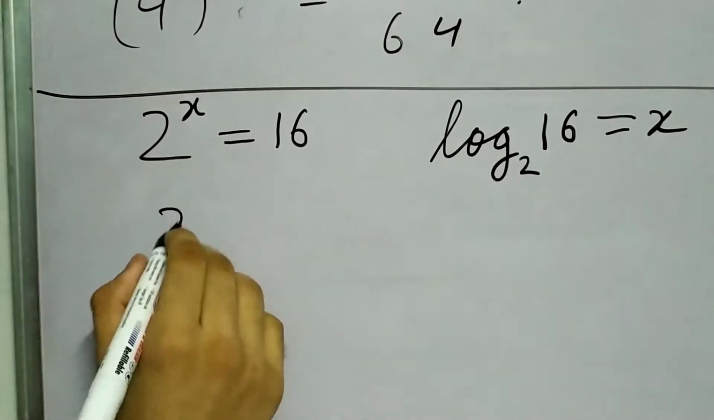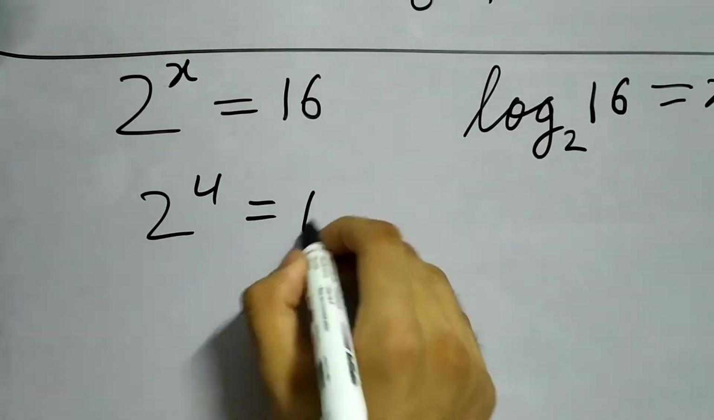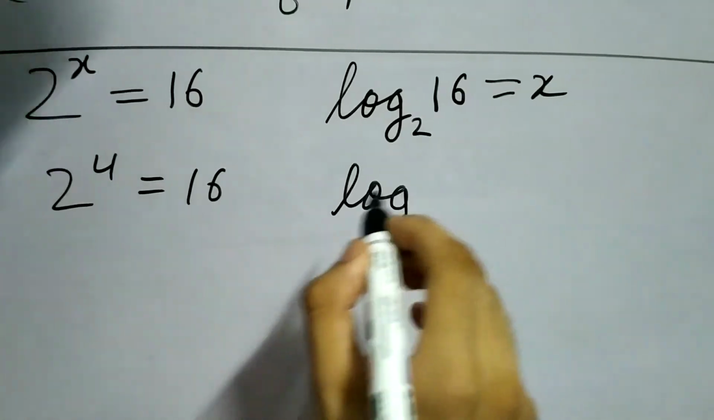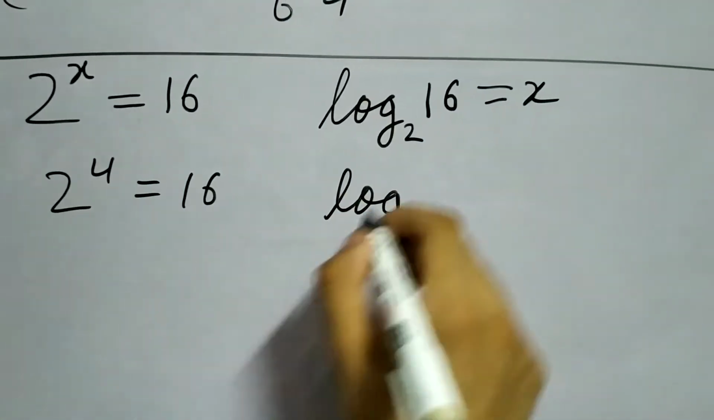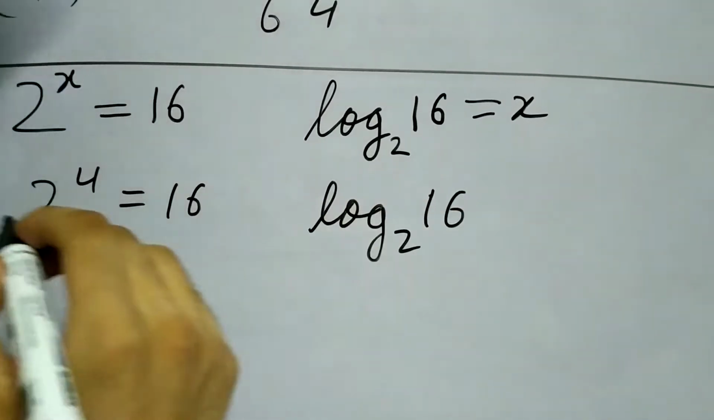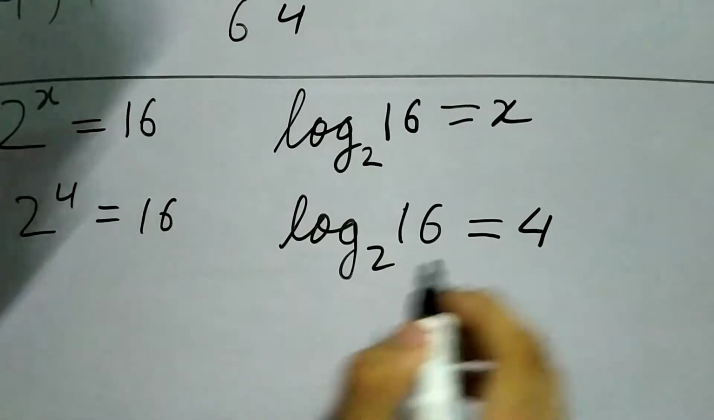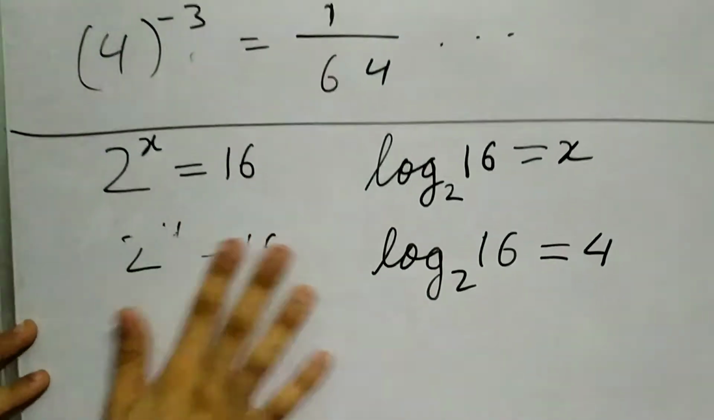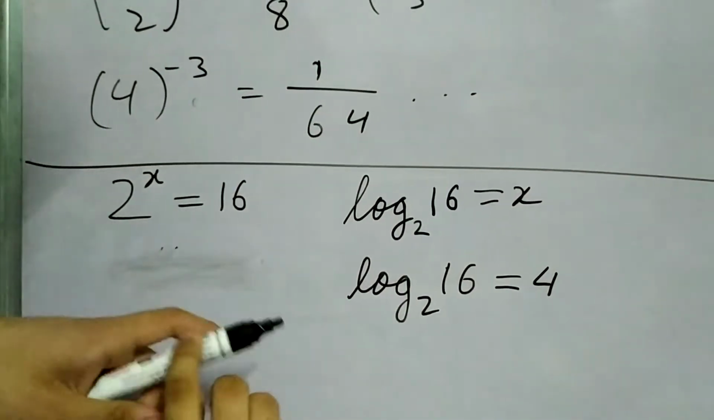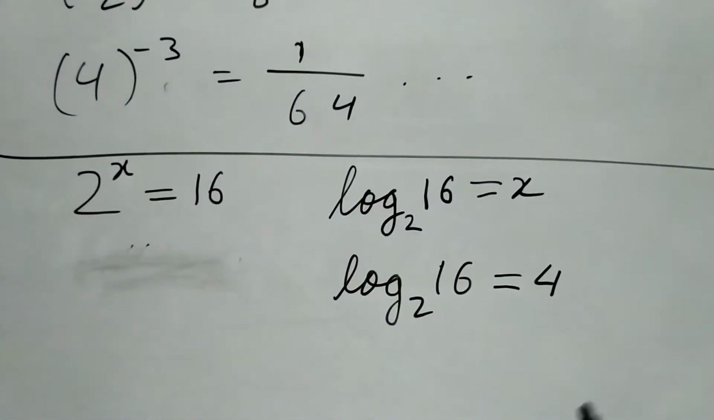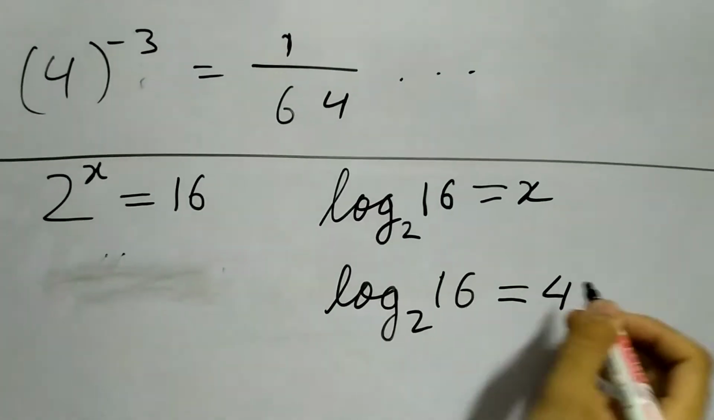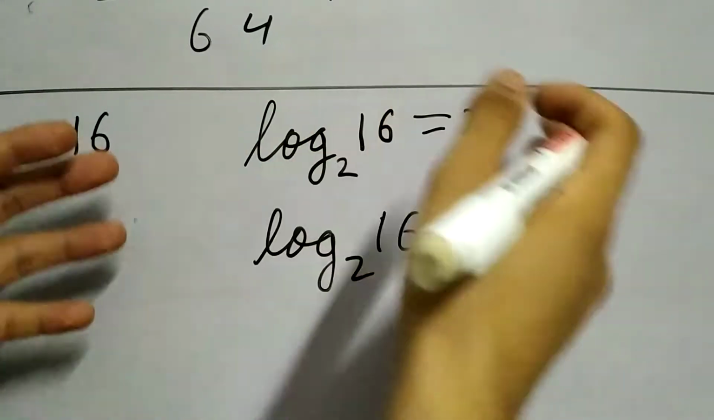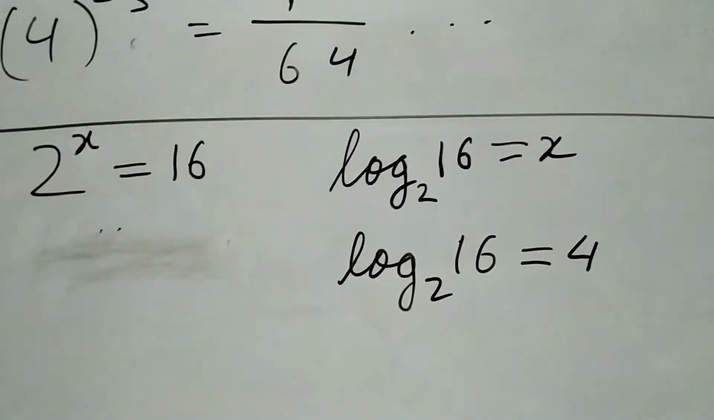Now we know x is 4, so 2 to the 4 is 16. We can say log base 2 of 16 is 4. Now if I erase this off and give you only this equation, then you know you raise 2 to the 4th power and you will get 16. So this is the basic idea behind log.